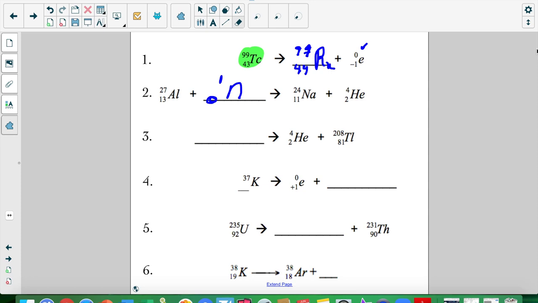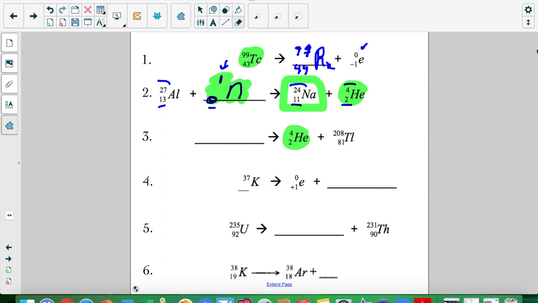So now check this out. 11 plus 2 equals 13, so 13 plus 0 equals 13, and then 24 plus 4 equals 28. So 27 plus 1 equals 28. So the particle that has been bombarded here is a neutron. We're bombarding the aluminum with neutrons so that it releases alpha particles and it becomes sodium. All right, next one, it's easier. Which element was originally the isotope that is releasing an alpha particle to become this new isotope?